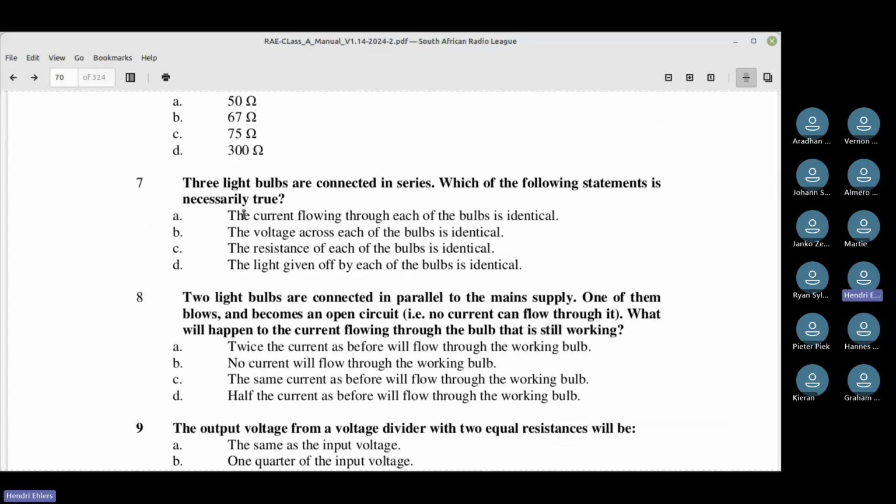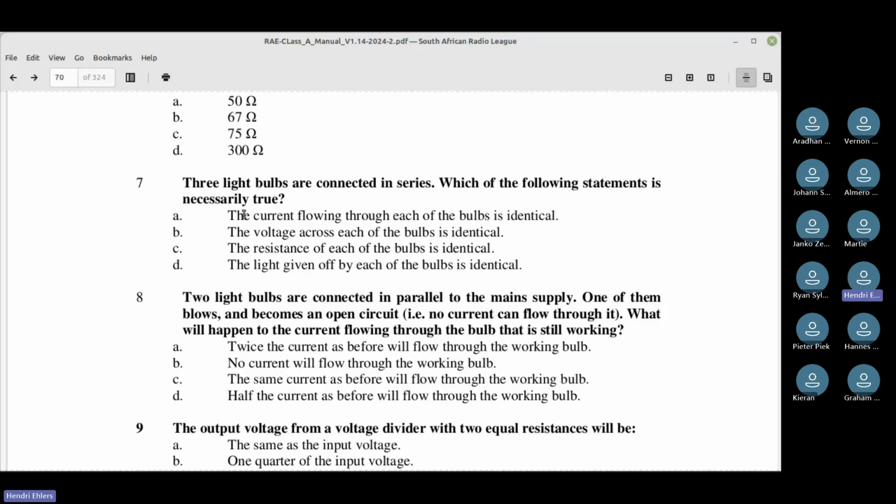Three light bulbs are connected in series. Which of the following statements is necessarily true? The current flowing through each of the bulbs is identical. Kershaw says so because it's in series. Is it correct? Yeah, it's in series. No, the voltage across each of the bulbs will not be identical because the sum of the voltage drops across those bulbs equals the total. So it will not be B.